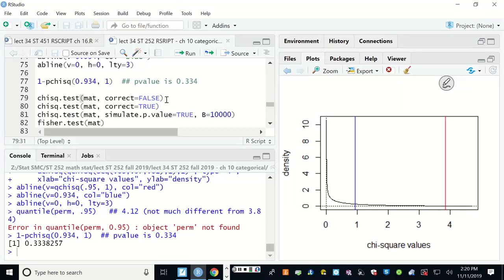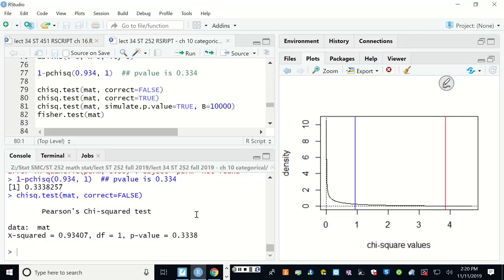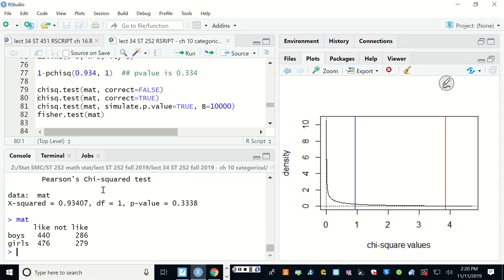You can check it. The chi-square test here gives a chi-square statistic. Degrees of freedom 1, because it's a 2x2 table. The input is our matrix. Right? Our 2x2 matrix goes in there. This thing will calculate row totals, column totals, expected values, and the statistic, and it gives a p-value of 0.33.